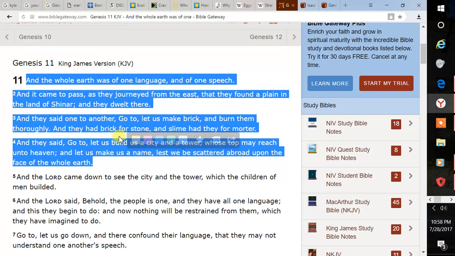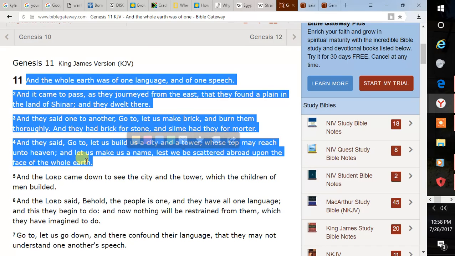Okay. So we read in this particular portion that the whole earth was of one language and of one speech. And it came to pass as they journeyed from the east that they found a plain in the land of Shinar, and they dwelt there. And they said one to another, Go to, let us make brick and burn them thoroughly. And they had brick for stone, and slime had they for mortar. And they said, Go to, let us build us a city and a tower whose top may reach unto heaven.